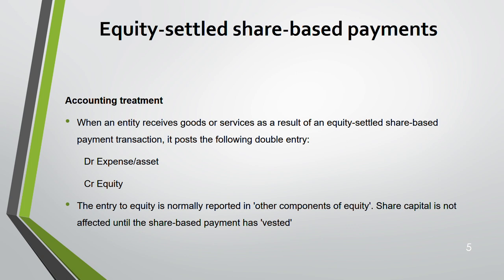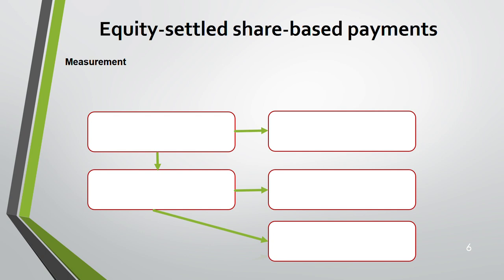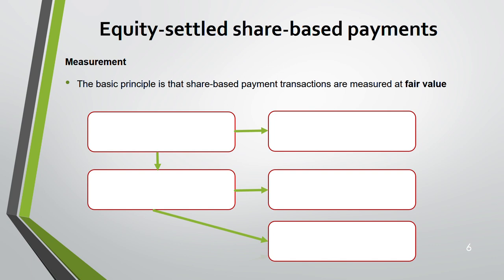So the entry to equity is normally reported in other components of equity. And remember, your share capital is not affected until the share based payment has vested. What is the meaning of vested? That means you have not actually paid them, right? When you are giving a share option, nothing is happening to your share capital because it's just an option. They have not yet exercised. They are going to exercise it in the future. If they exercise it in the future, then only will you make the adjustments to your share capital. Until then, nothing happens to the share capital. Now, this is how you measure. You measure them at fair value.